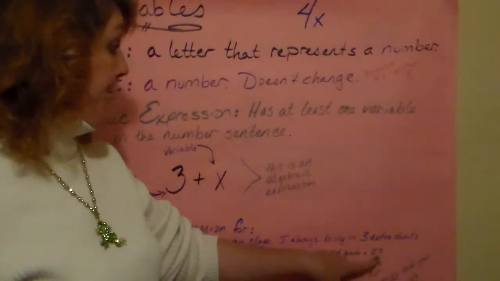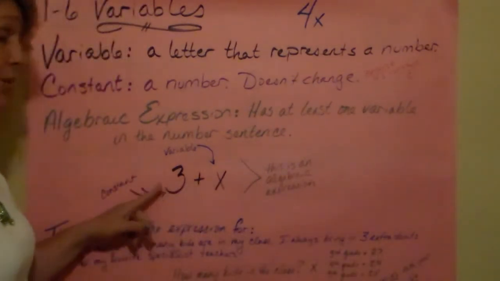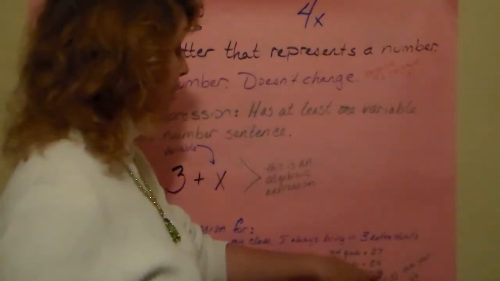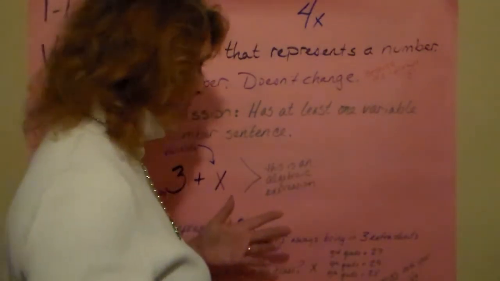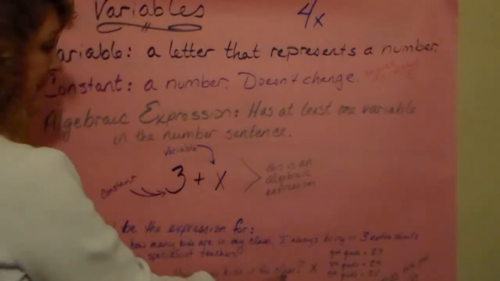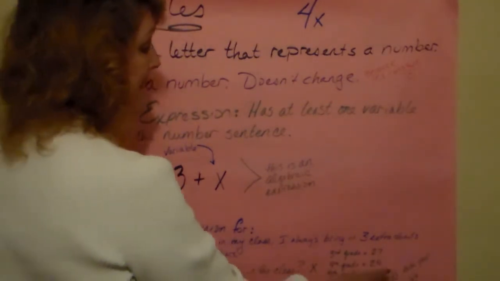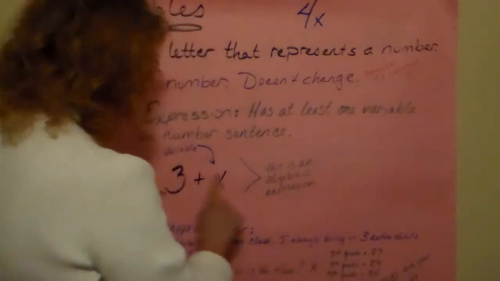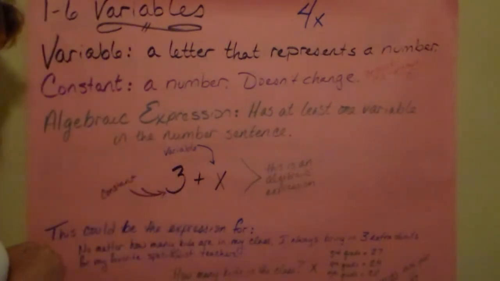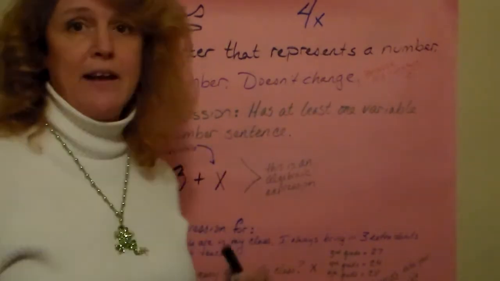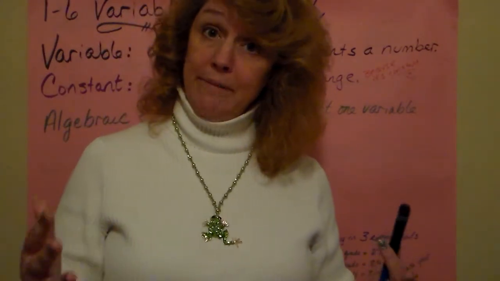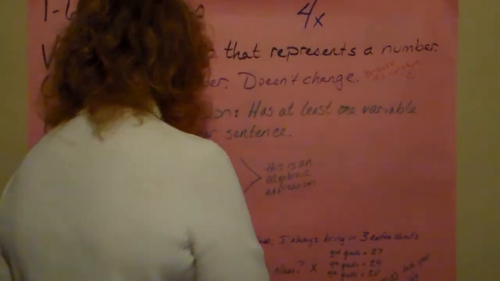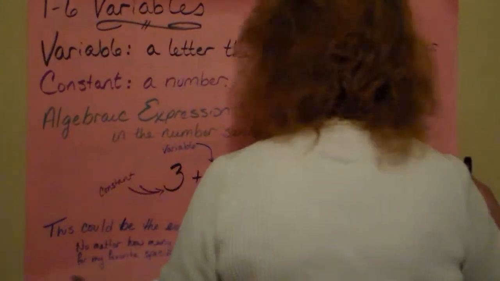So for 3rd grade, it's 27 plus 3, that's 30 donuts. For the 4th grade, it's 24 plus 3, that's 27 donuts. You see how this works? How many kids in the class is what x is. That varies. 3 is how many favorite specialist teachers I have, and that never changes. So that's a constant. Got it? All right.